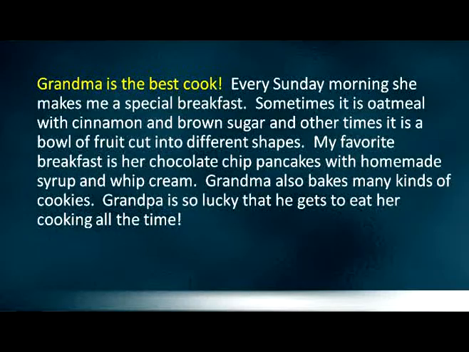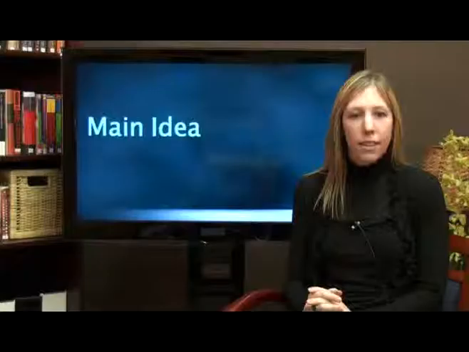Now let's go back to our paragraph about Grandma. Grandma is the best cook. This is the topic sentence, and it also is the main idea. The main idea being about Grandma being a good cook. Here you can see in this paragraph, it's nice and easy to see the main idea because it is in the topic sentence and it's the first sentence of the paragraph. You can see how it sets up the paragraph, and everything after that should be about Grandma and why she's a good cook, or how she's a good cook.